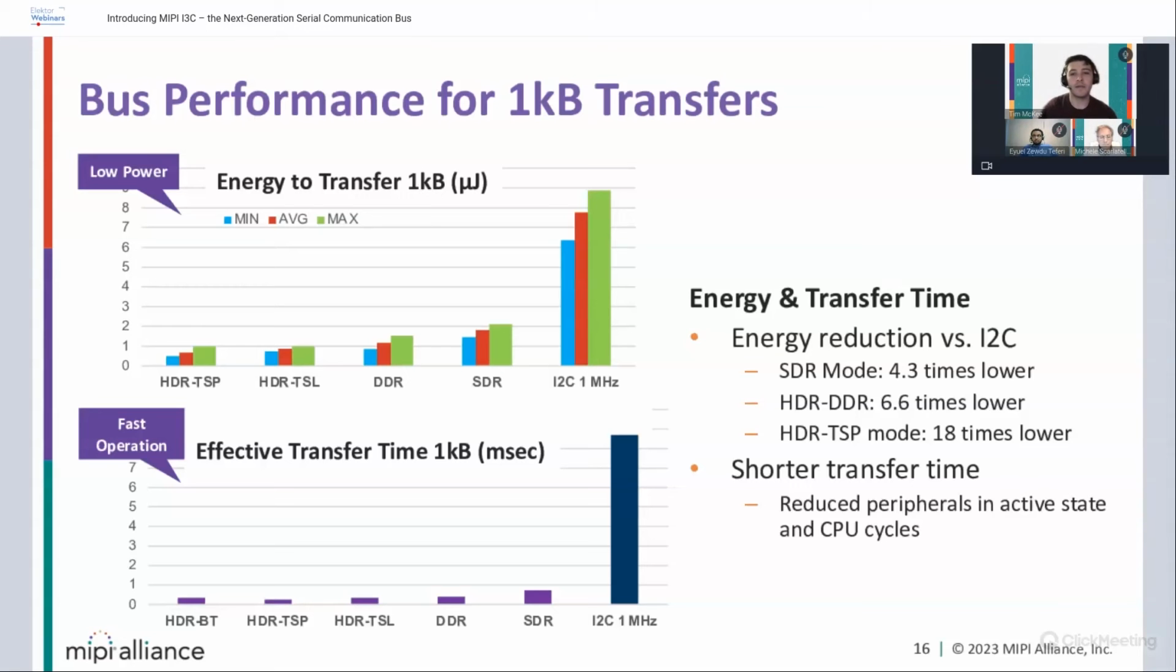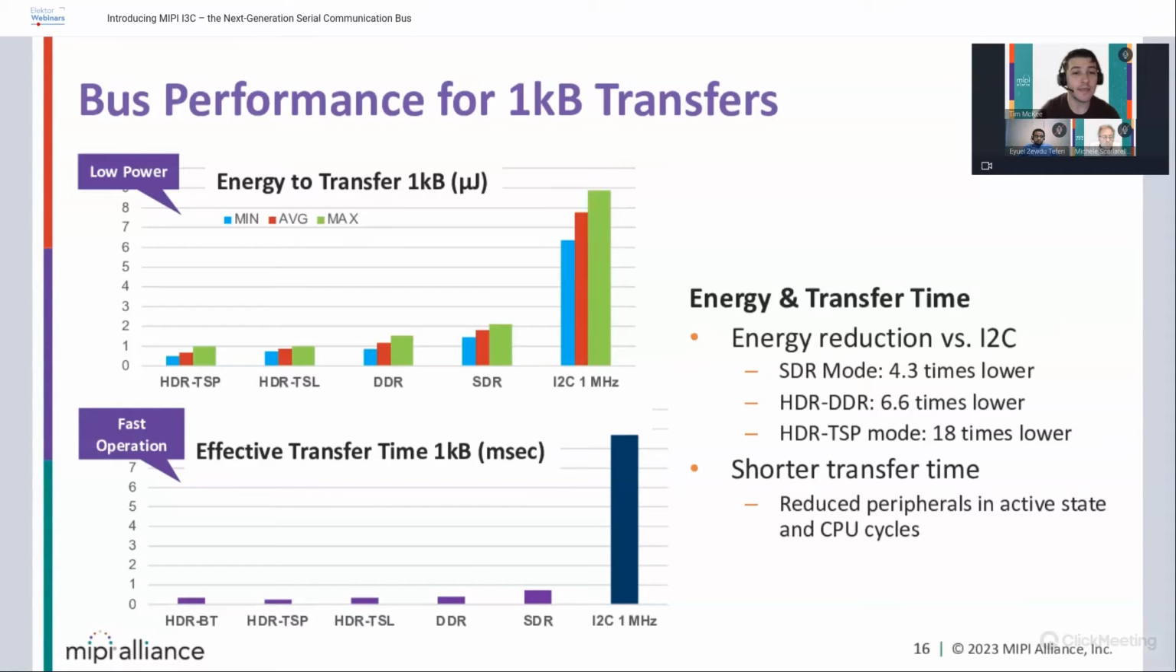On top of that, we also looked to be more efficient. So the bus performance for 1 kilobyte transfers, once again, in these graphs, you can see the legacy I2C on the right side, with the average up near, what is that, 8 microjoules.